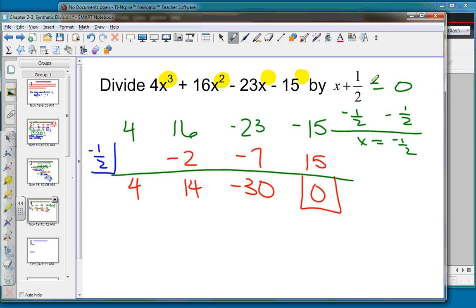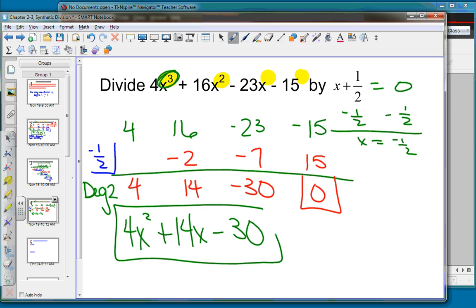What degree is this thing automatically? 2. Look at the highest one. It was a 3, so now it pops down to degree 2, right? So now what do I do? This is easier than I know, right? So I have 4x squared plus 14x minus 30.